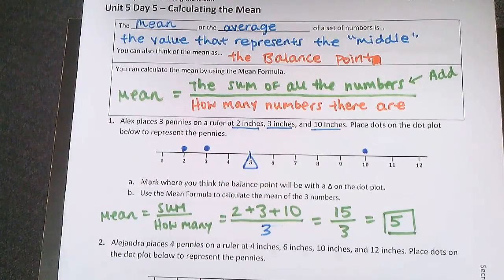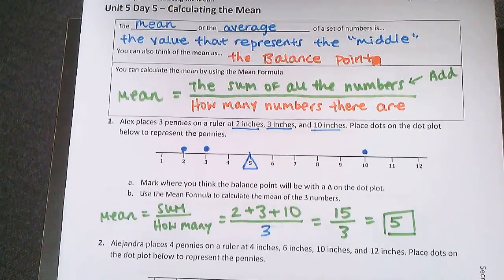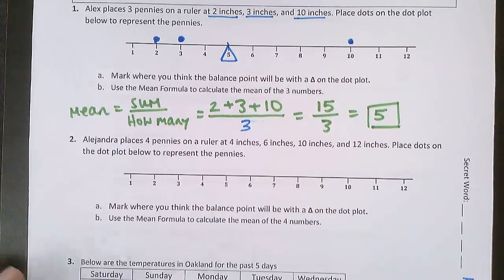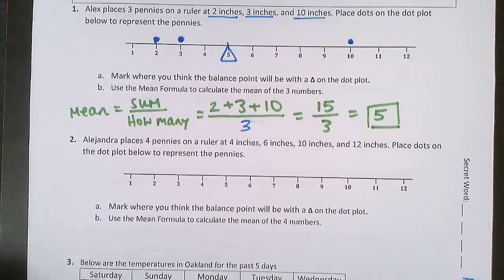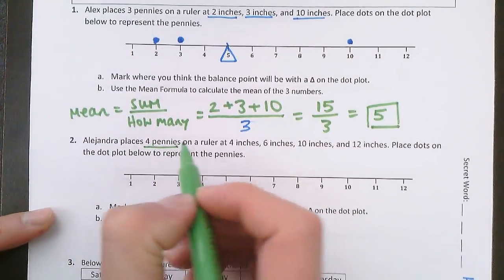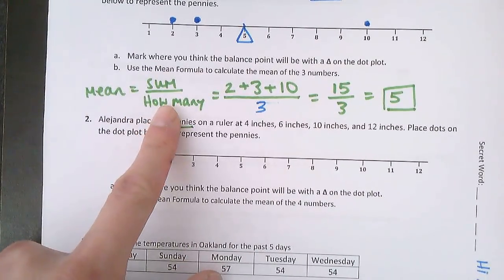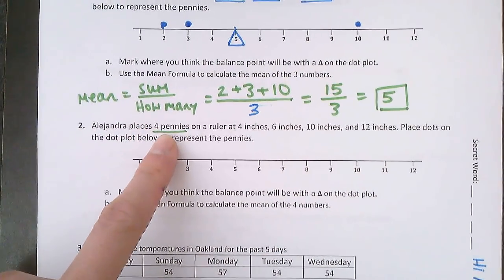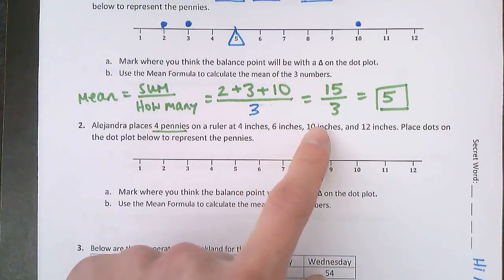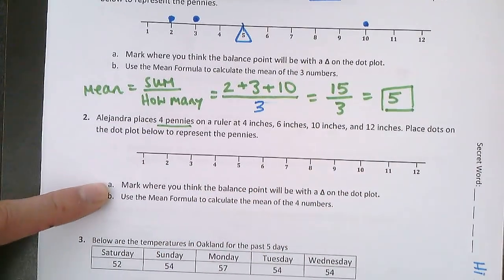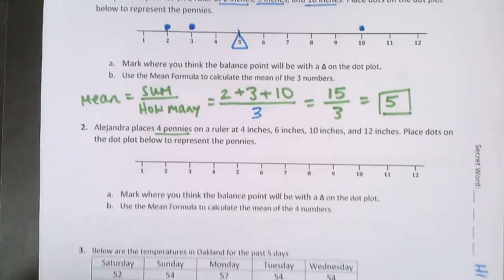Right there. Okay. Now I'm going to have you do the exact same thing, but instead, in this example, Alejandra places 4 pennies. So now we're dealing with 4 pennies instead of 3. So when we think about how many there are going to be, 4 of them. Start by putting each of these measurements on the dot plot below. Mark where you think the balance point is going to be, and then find the mean.